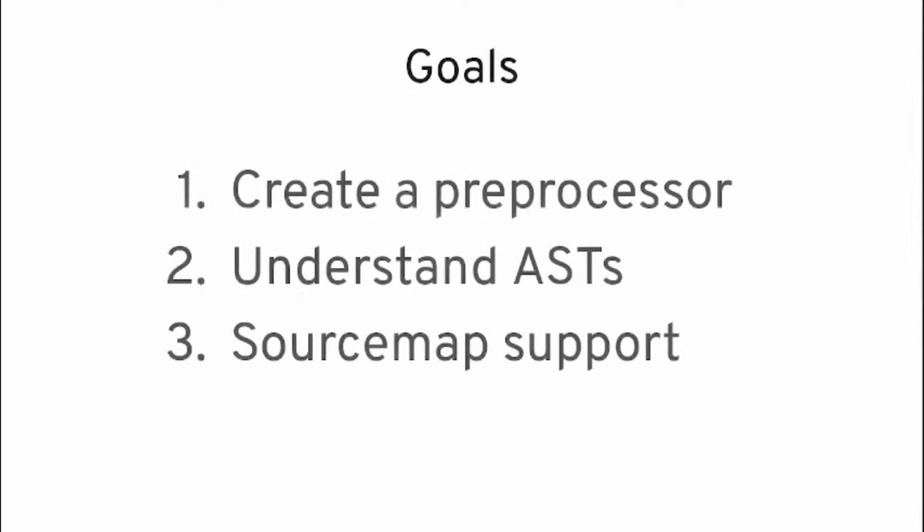But for this talk, I have some goals that I'd like to share. Over here I have 3 goals. One is to create a preprocessor from scratch. The second is to understand ASTs, or abstract syntax trees, or more specifically in this talk, we dig into the Svelte AST. And lastly, number 3, we will look into source map support so that we can improve the developer experience when they want to debug their Svelte code. So with that said, let's get started.